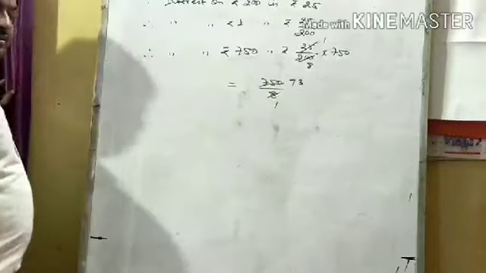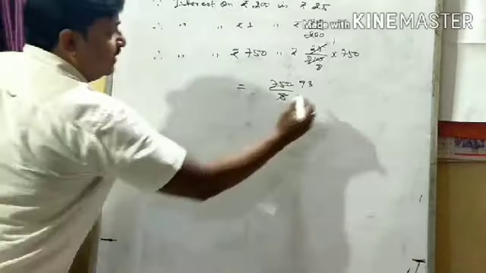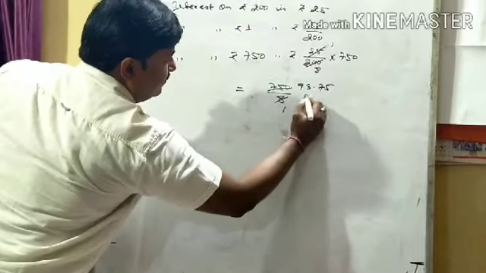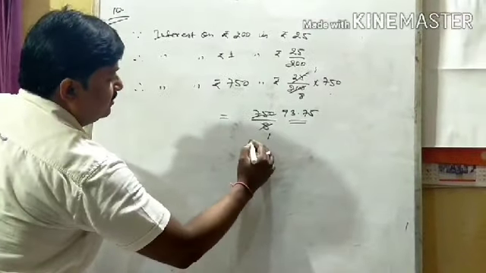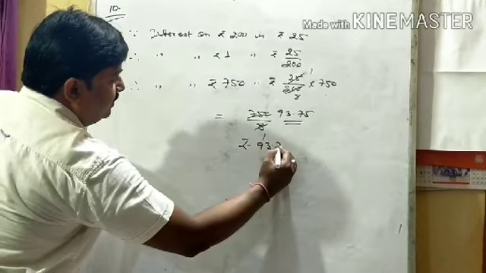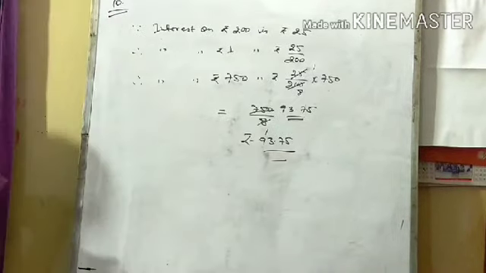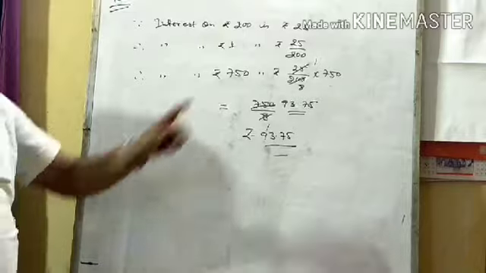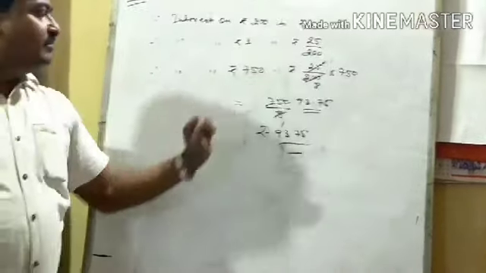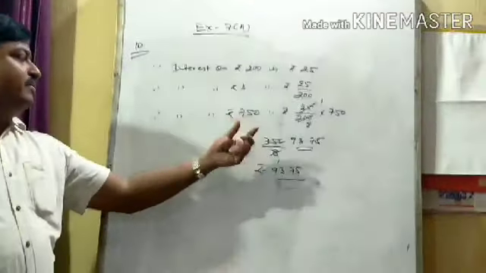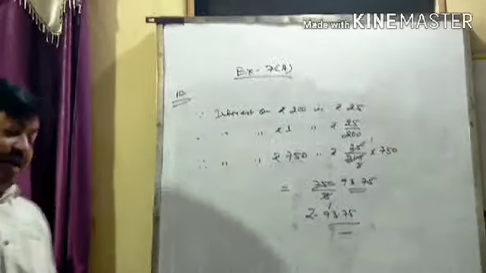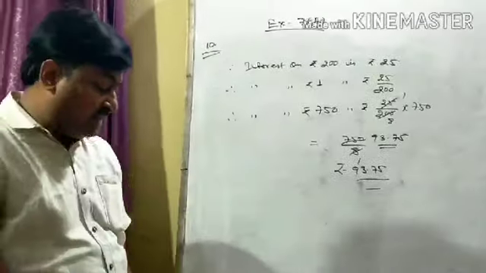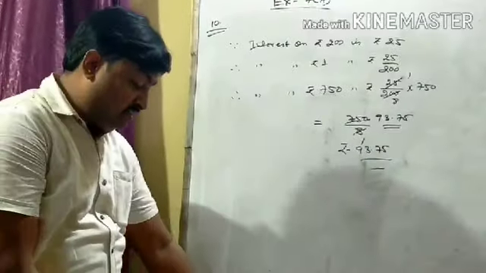30, 8 3s are 24, 6, it is 93.75. Therefore, the interest is rupees 93.75. So, if the interest on rupees 200 is rupees 25, then interest on rupees 750 is rupees 93.75. Okay, student? So now I am explaining one more question of this exercise and I will start the next exercise.